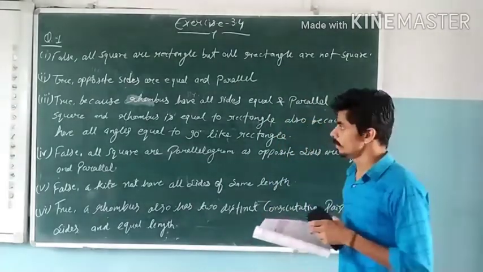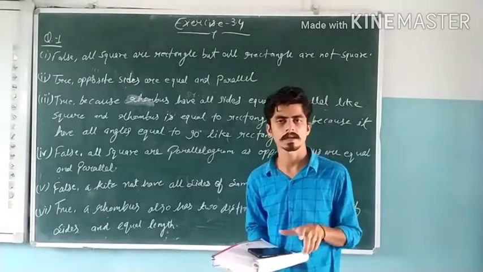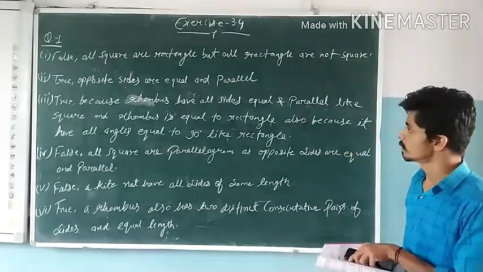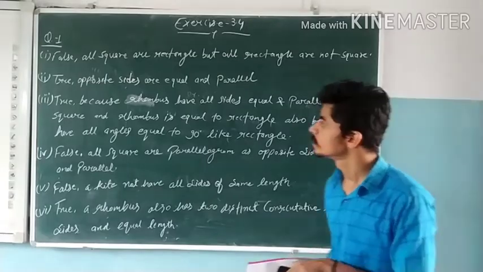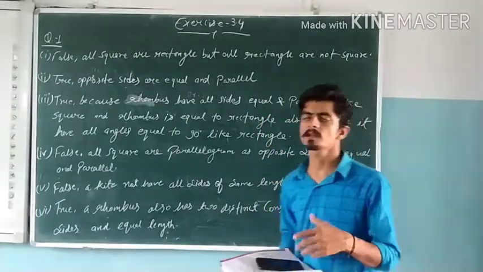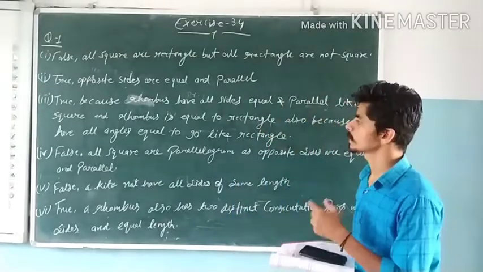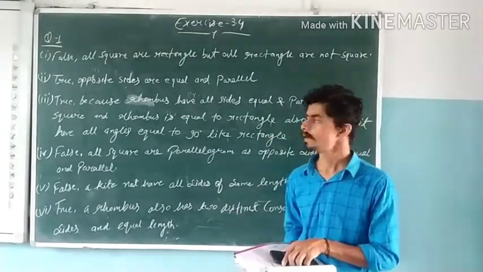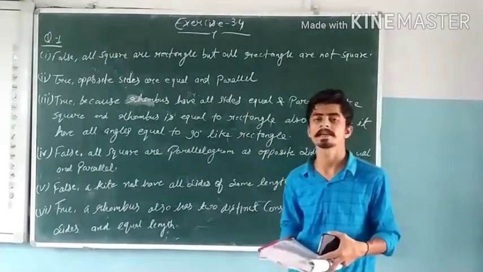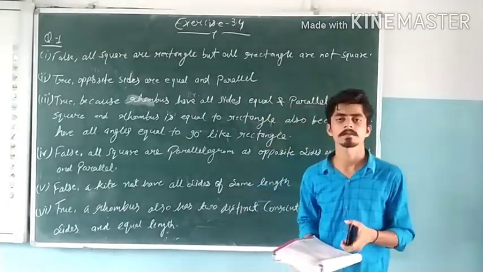True, because a rhombus has all sides equal and opposite sides parallel like a square. So a rhombus is similar to a square, and a rhombus is equal to a rectangle also, because in a rectangle opposite sides are parallel. In this way a rhombus can be equal to a rectangle. And one more thing is there, a rectangle has 90 degrees in each angle and a square also has 90 degrees. So in this way a square is a rectangle.